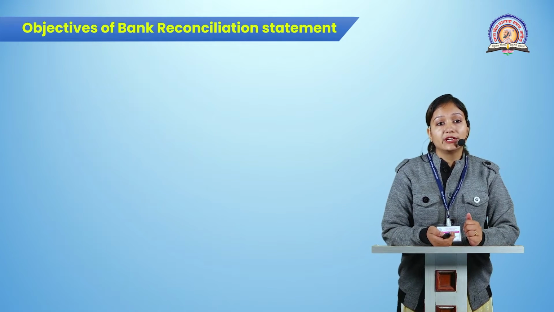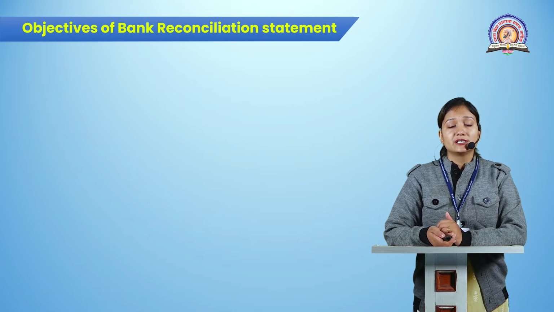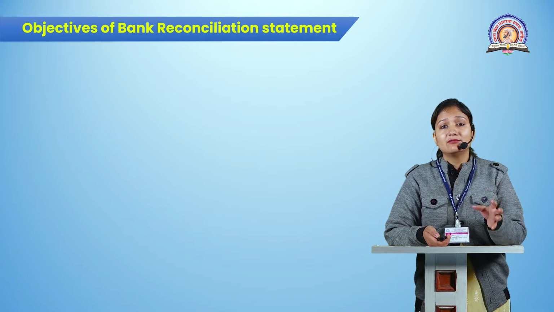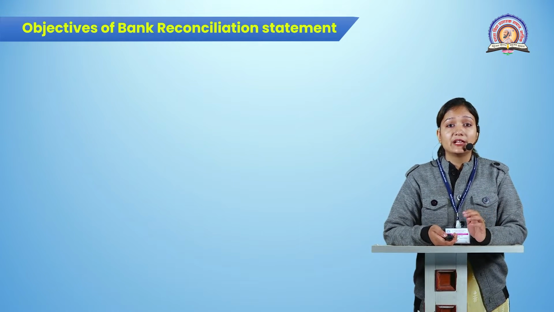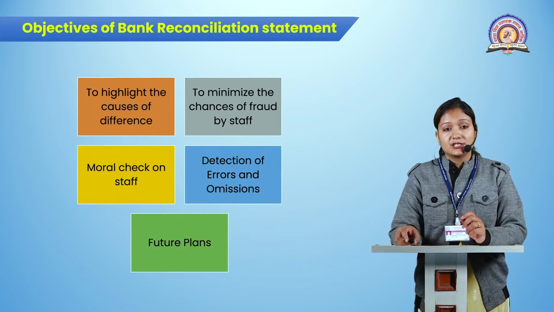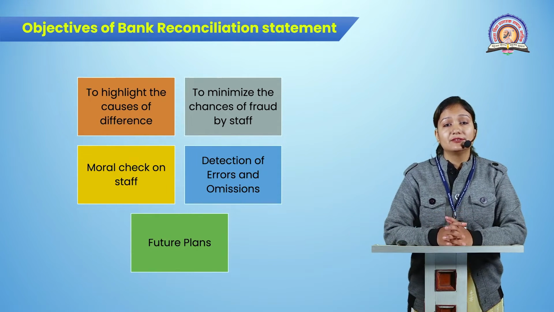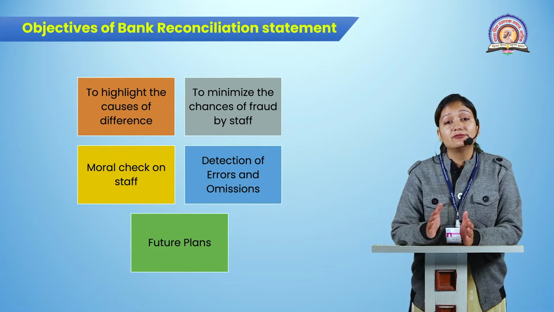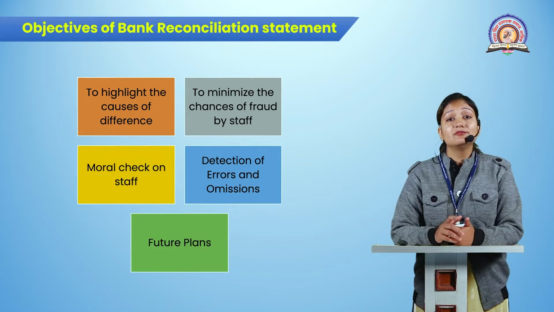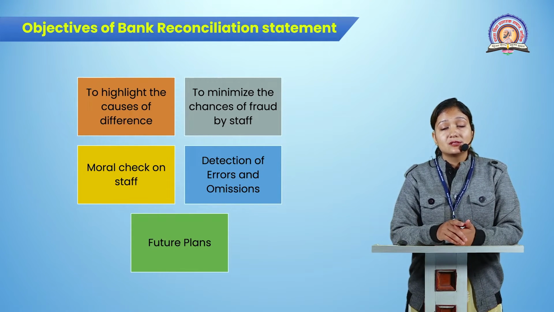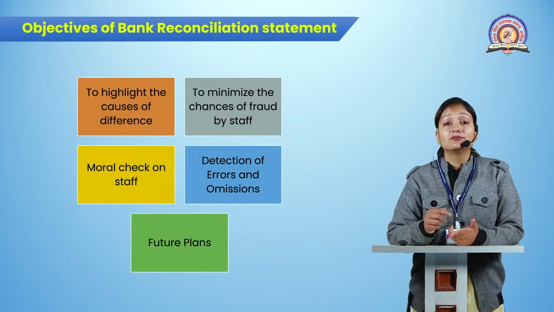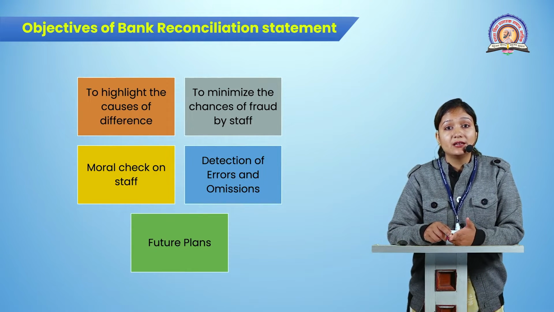Now we will go ahead and see what are the different objectives. Objective means what? Why we are preparing a BRS, why there is a need, why we are preparing a BRS. The very first objective is to highlight the causes of differences. Highlight means we are just finding out what are the causes, why the differences arise, and that is the reason we are preparing a BRS. Because when we prepare a BRS, we will understand what are the different things through which we can find out why there is a difference between cash book and passbook.